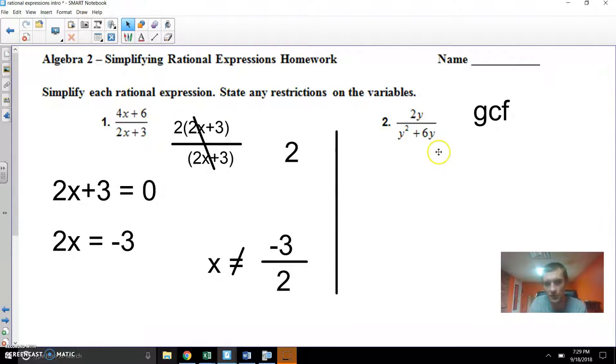So as you're doing number 2, I want you to think about the same idea, except for this one, they have y in common. That's called the GCF. Take that y out, simplify it, and we'll check it in class tomorrow.